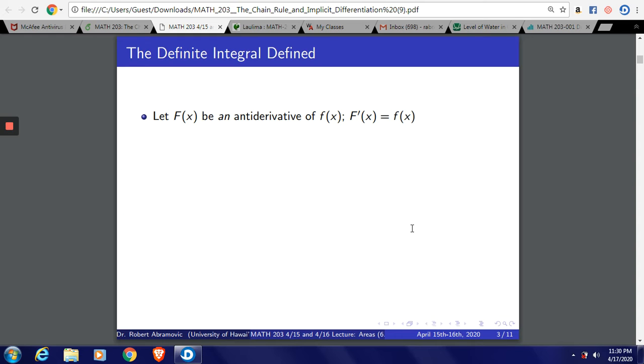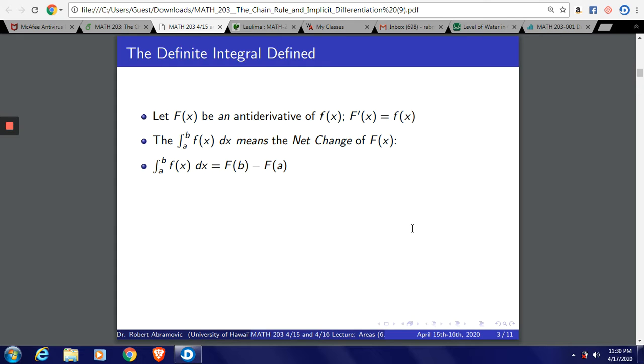Here's how we define the definite integral. If capital F of x is an antiderivative of little f of x, any antiderivative, then capital F prime of x is little f of x. The integral from a to b of f of x means the net change of F.